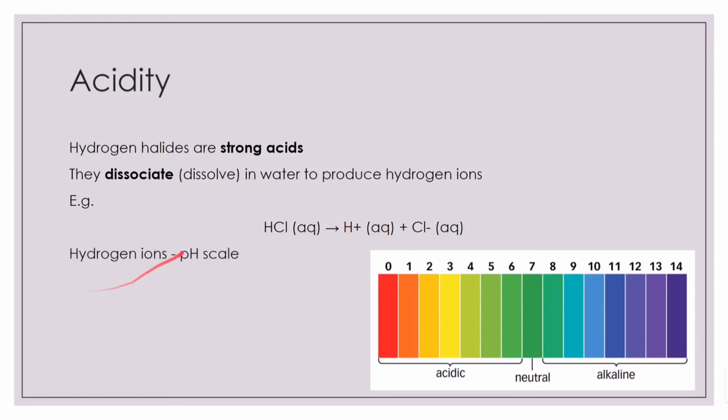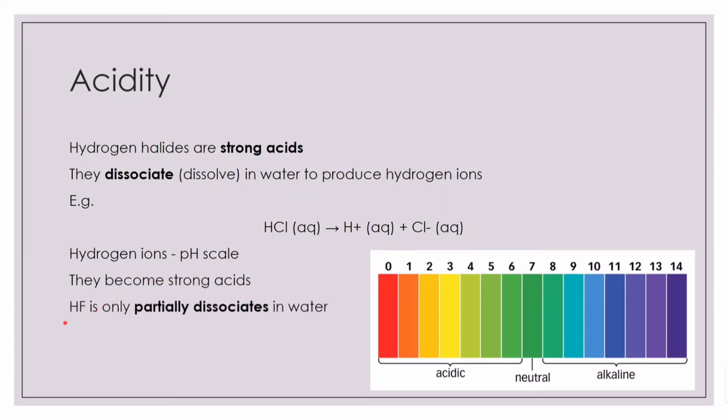If we think about these hydrogen ions that are being produced and link it to the pH scale, as hydrogen ions are being produced, the concentration of hydrogen ions increases. And as you increase hydrogen ion concentration, you go further down the pH scale into the acid section. So it makes sense that as we dissolve our hydrogen halides in water, producing hydrogen ions, we will go into the acidic part of the pH scale. And so hence these become strong acids.